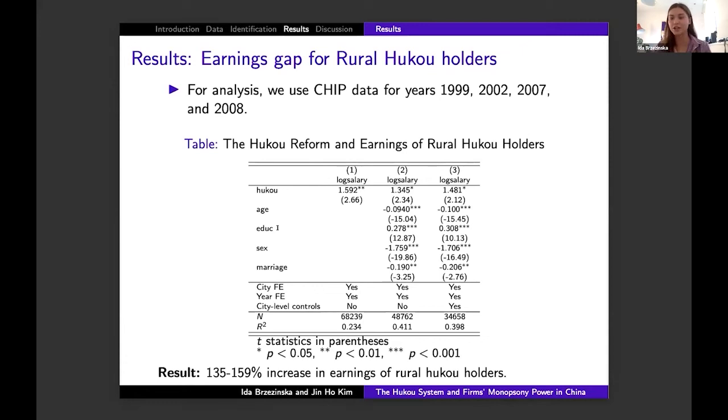And I guess the main concern here is that what if it's just education driving it? Because we also saw that the urban Hukou holders are more educated, so it could just be unrelated to the Hukou status. So we control for education as well to account for that possibility. We control for age, for sex, and for whether the person is married. And then we include city and year fixed effects and city level controls.